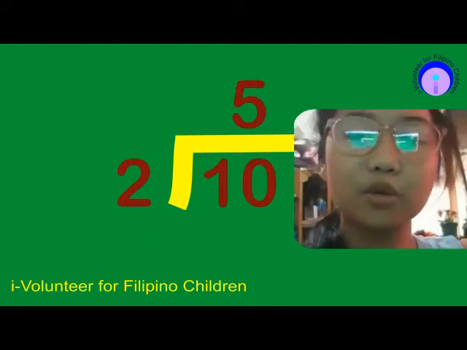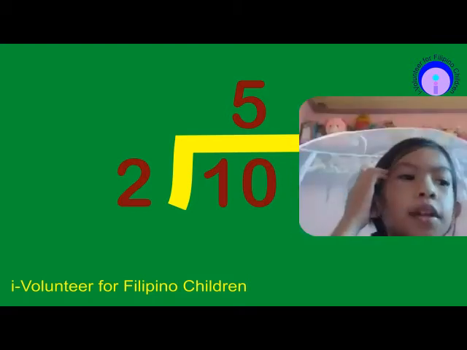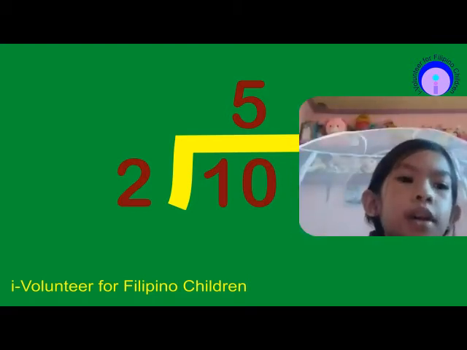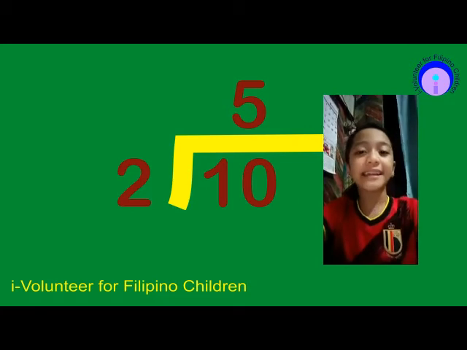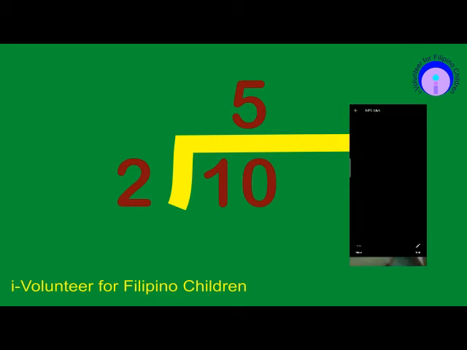10 divided by 2 is equal to 5. 10 divided by 2 is equal to 5. 10 divided by 2 is equal to 5.